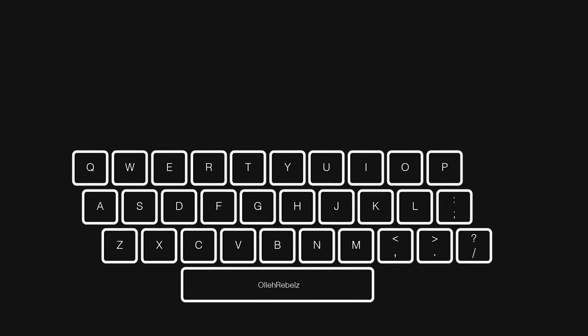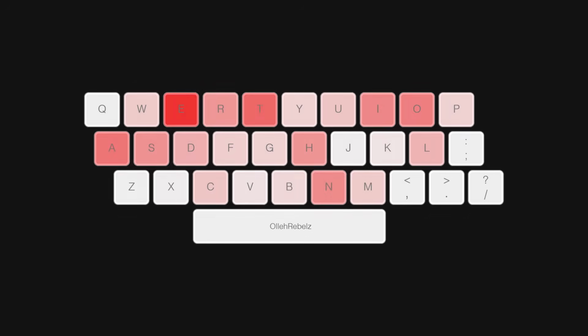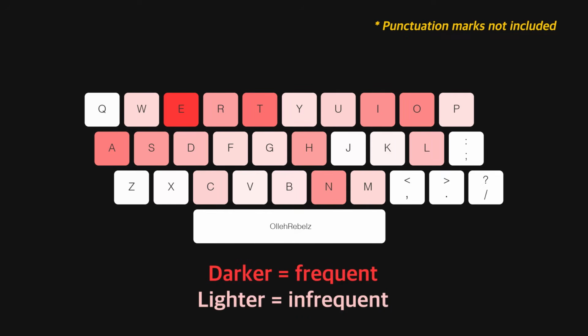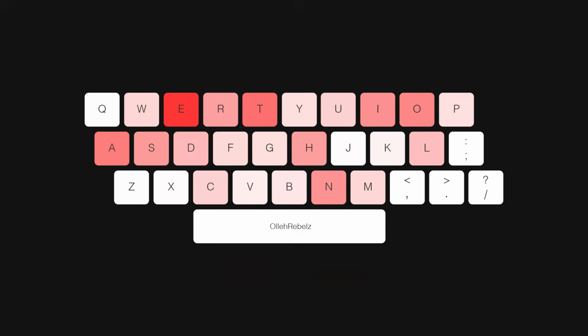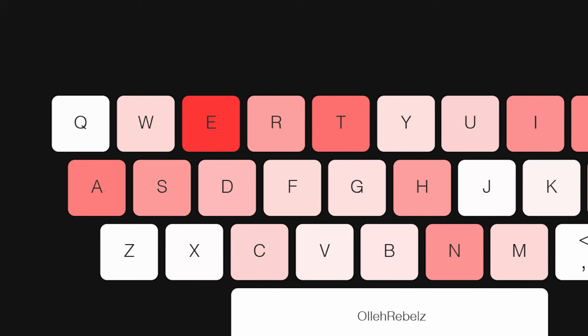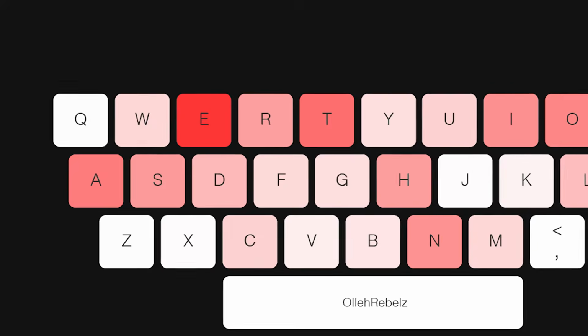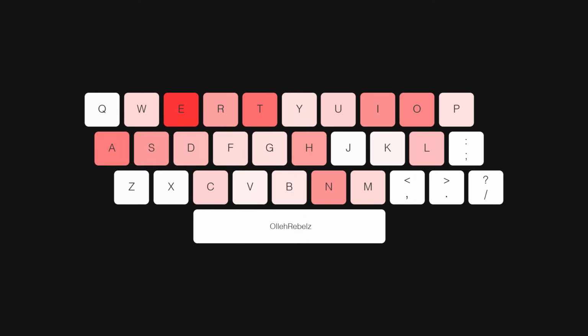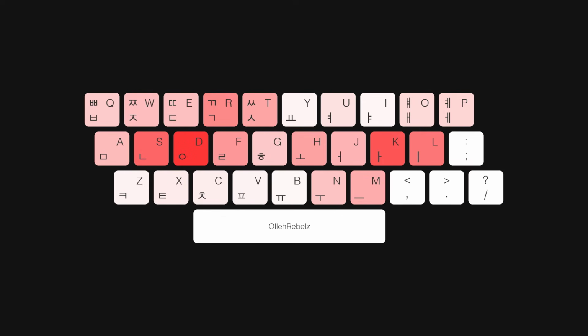To visualize how each hand is used for typing, we can use something called a heat map. The darker colors indicate more frequently used letters, while lighter colors indicate less frequently used letters. For instance, the most common letter in English is E, so it has the darkest shade. Overall, the left side is significantly darker and therefore busier than the right. The QWERTY layout has a left to right hand ratio of 59 to 41, meaning that the left hand does nearly 60% of typing. On the other hand, the Korean keyboard has a more balanced look.